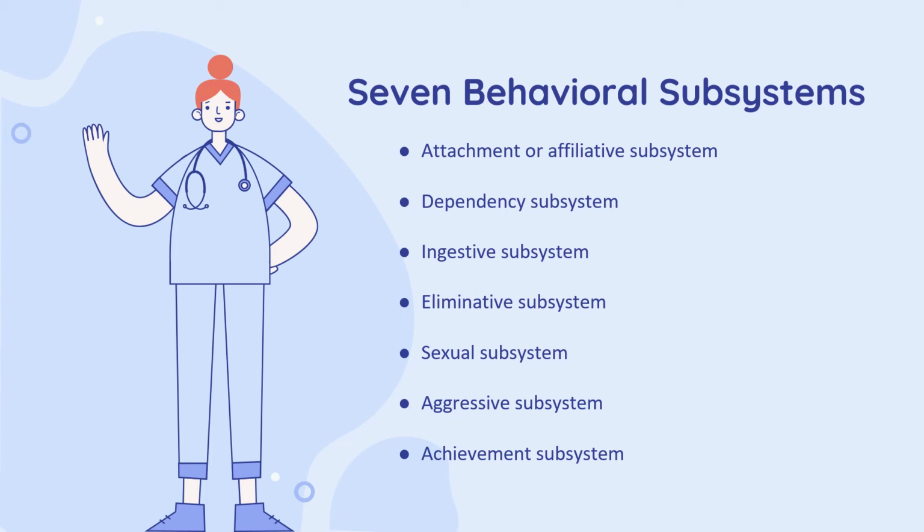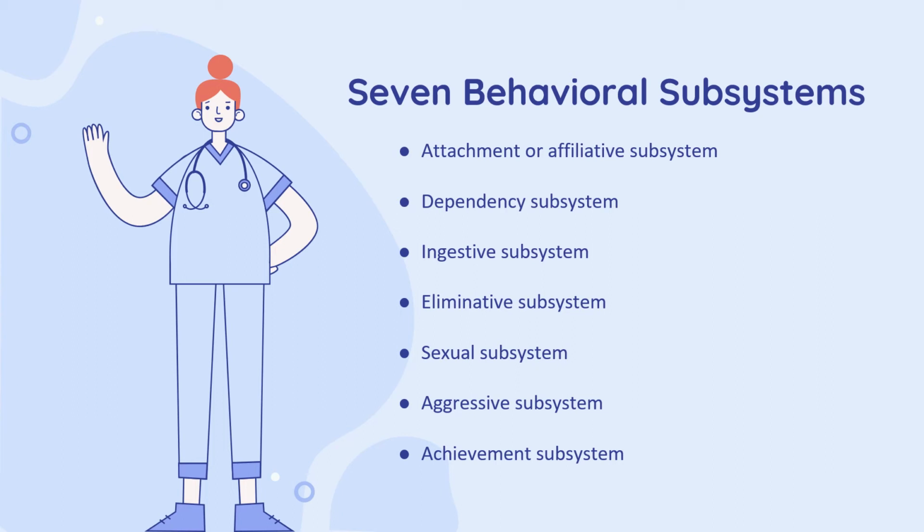Fourth is the eliminative subsystem. Eliminative subsystem states that human cultures have defined different socially acceptable behaviors for excretion of waste, but the existence of such pattern remains different from culture to culture. It addresses when, how, and under what conditions we eliminate.